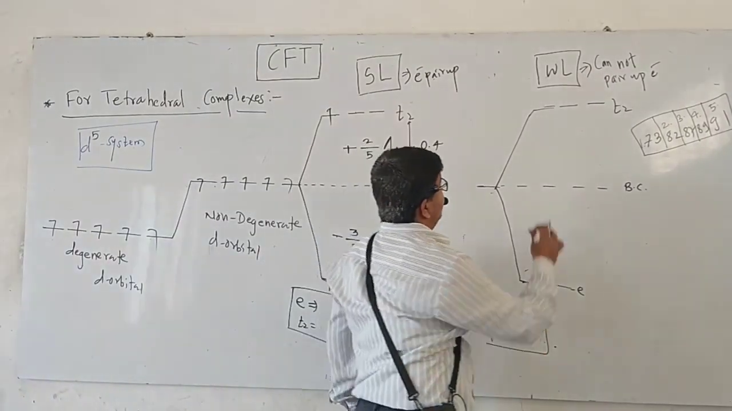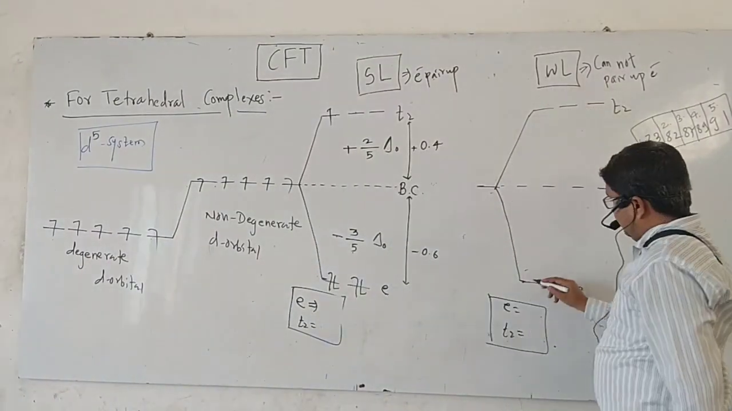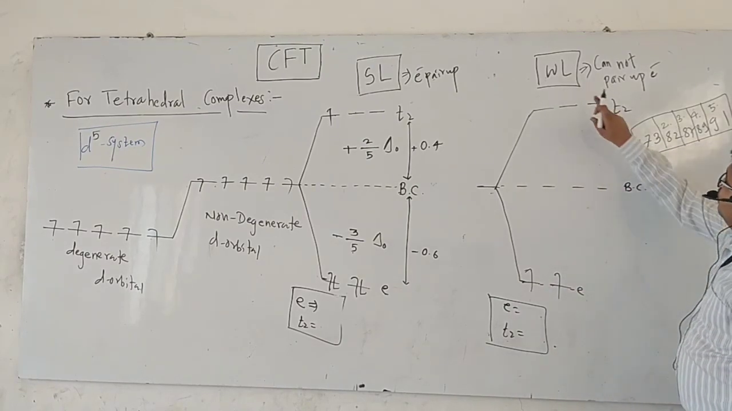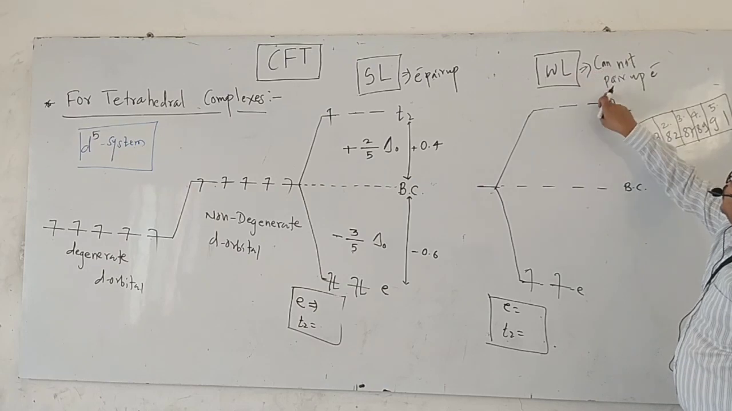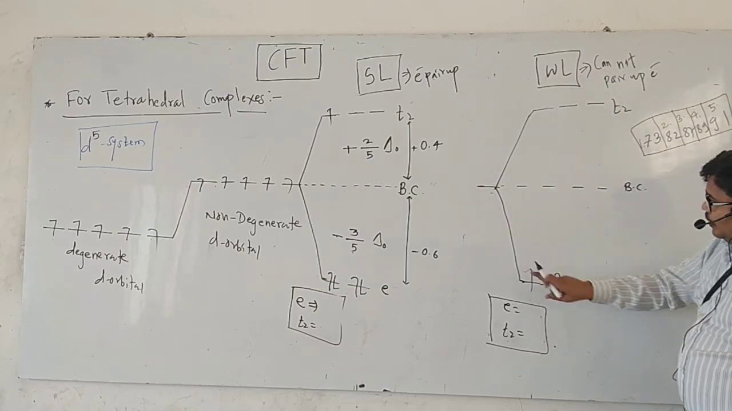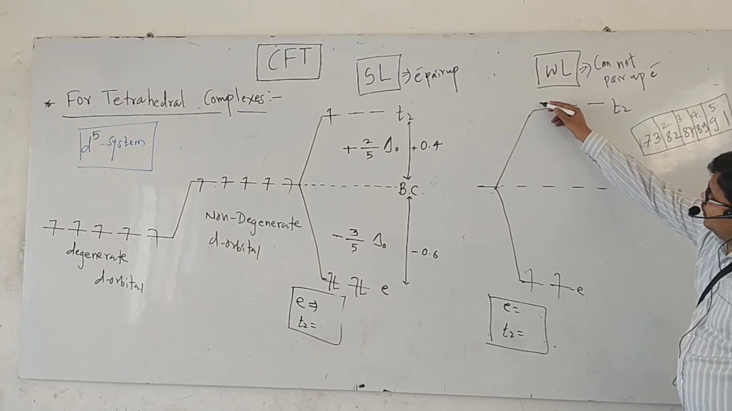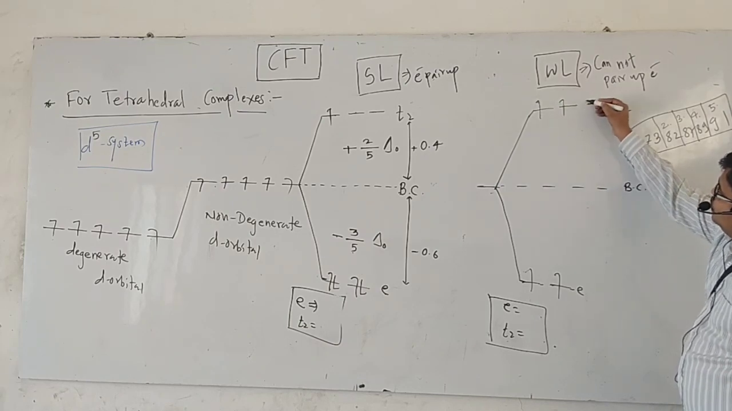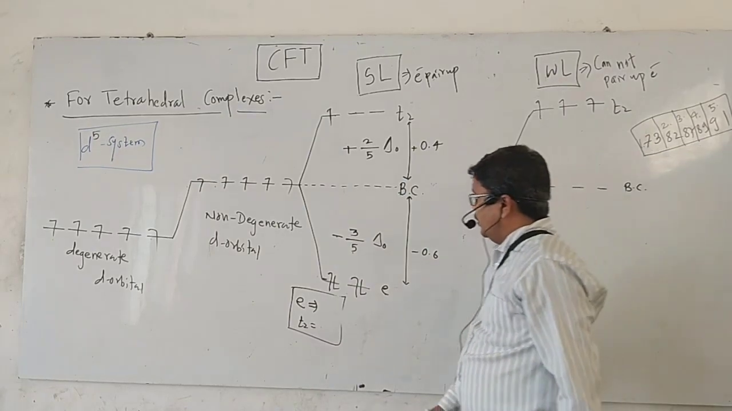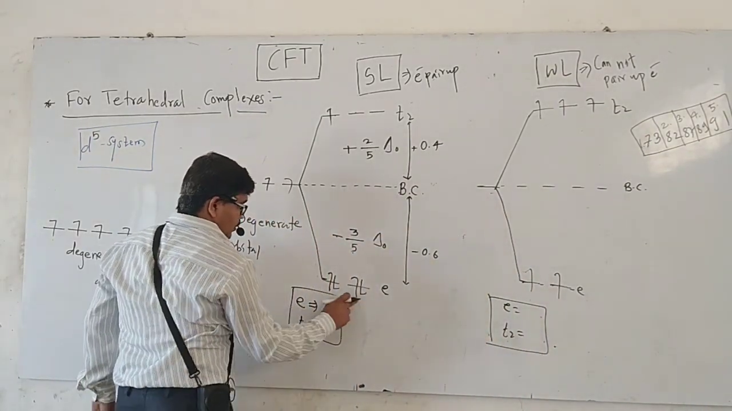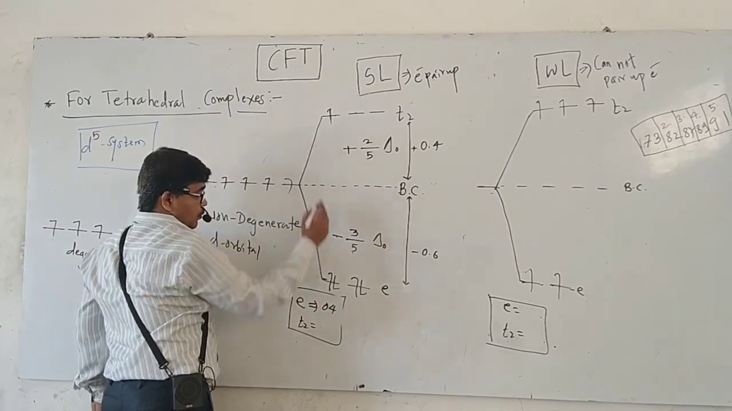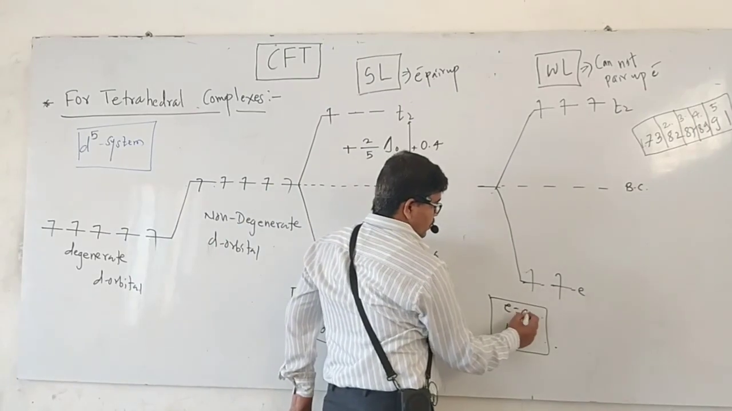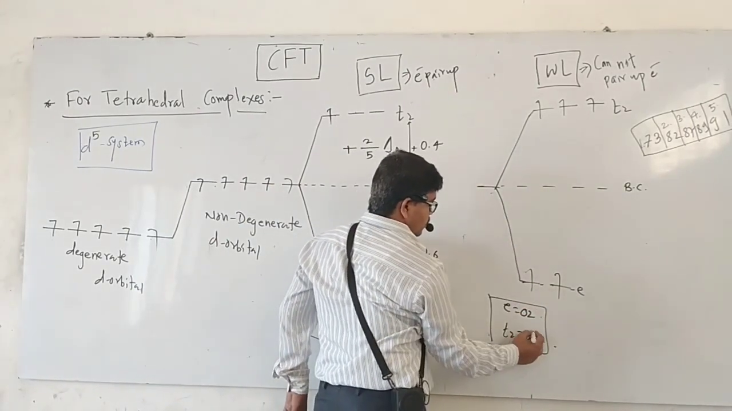Now in case of weak ligand, first electron, second electron, third electron. Now you know that weak ligand means electrons cannot pair up. Electrons cannot pair up means the third electron will enter in T2. So this will be third, fourth, and this is 5. Number of electrons in E4, in the T2 1. Number of electrons in the E2, in the T2 3.